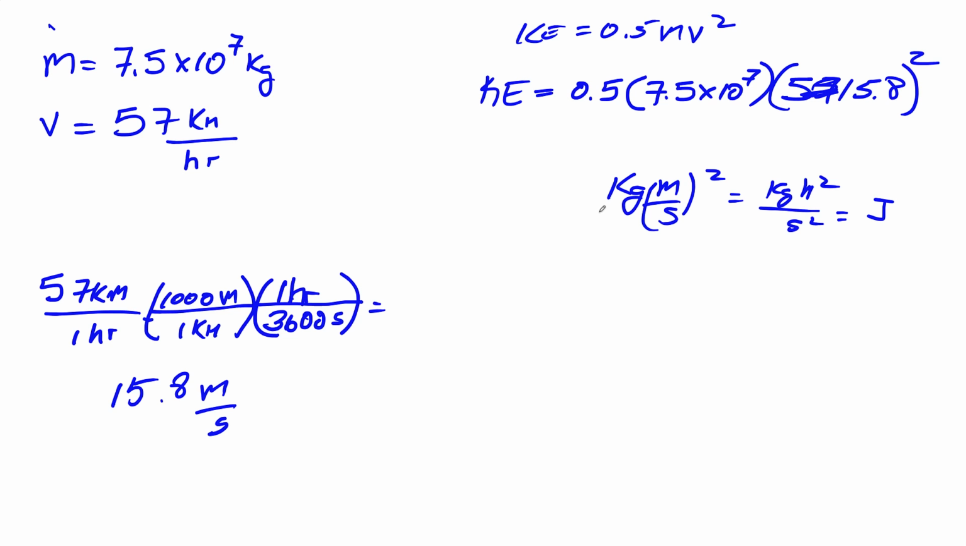So 0.5 times 7.5 raised to the 7th times 15.8, and we're going to square the 15.8, and we're going to get a very large number. And our kinetic energy is going to be 9.36 times 10 to the 9th joules. So that's a lot. To move that ship, it takes a lot of energy, and here's the energy it has as it's moving through the water at the speed of 15.8 meters per second, which is equivalent to 57 kilometers per hour.